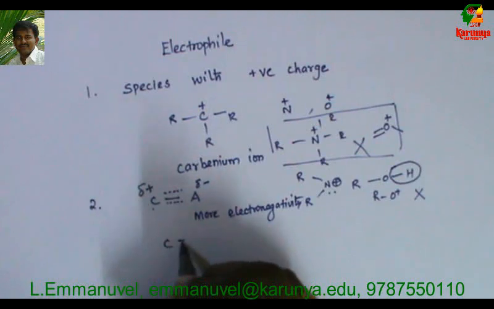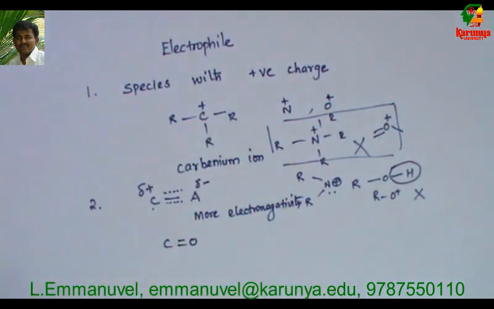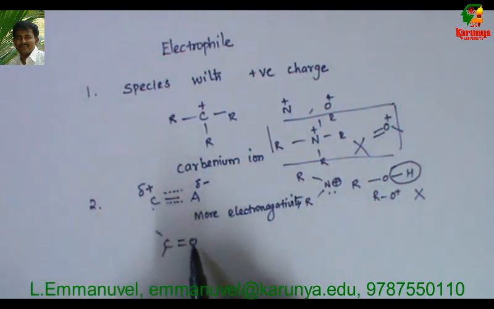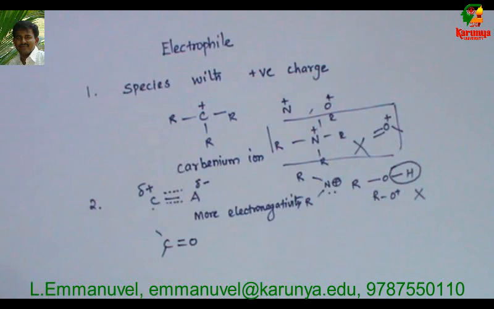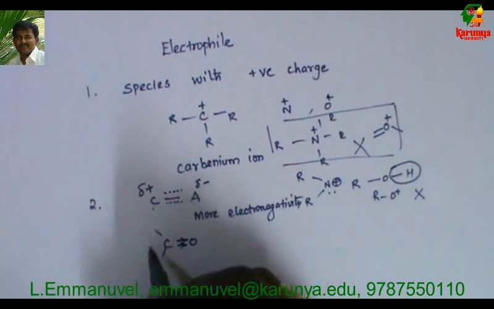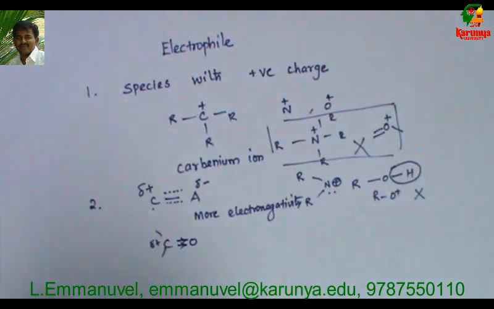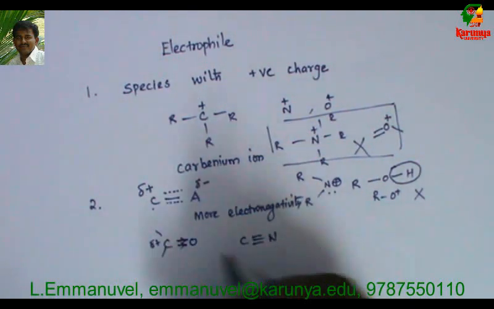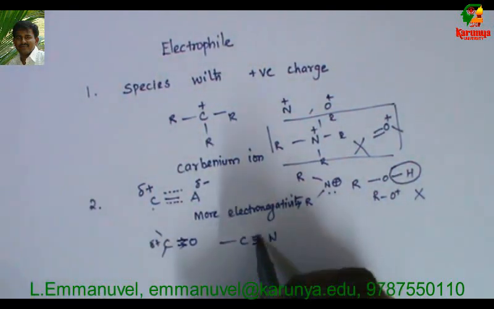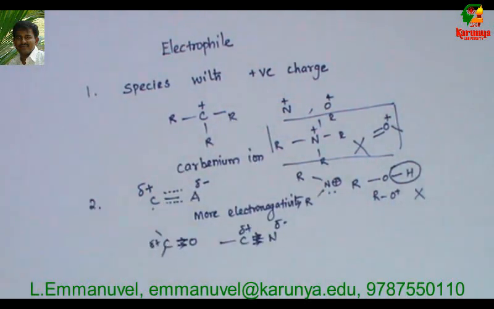For example, I can go for this carbonyl group, which is most common. This oxygen atom is more electronegative than carbon. So what it does, pulls the electron towards this. As a result, this becomes del plus. I can go for one more group, that is nitrile. It is not cyanide, it is nitrile. Nitrogen is more electronegative, so it pulls the electron. So what we get is del plus and del minus. Further, I will explain that.